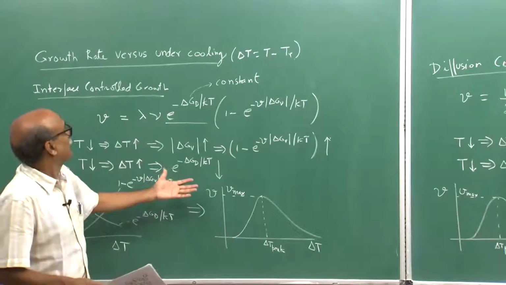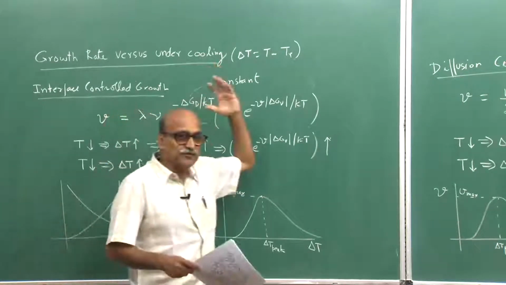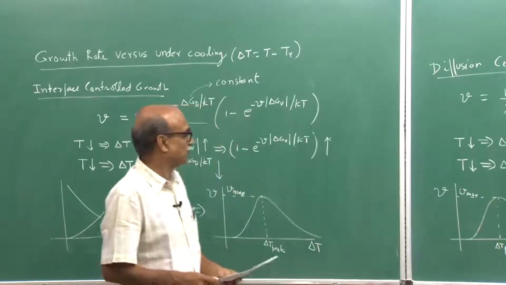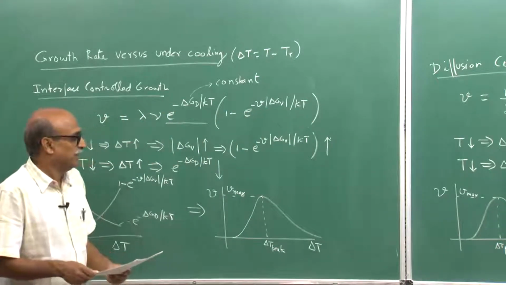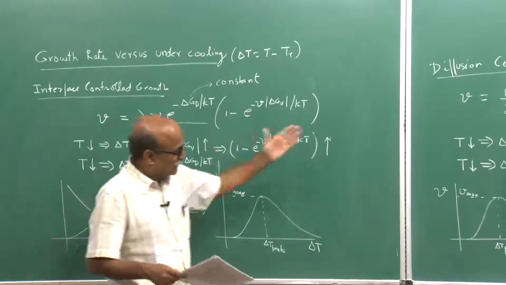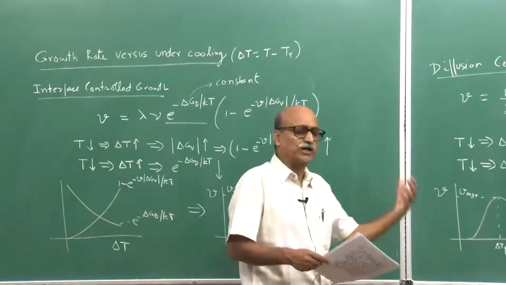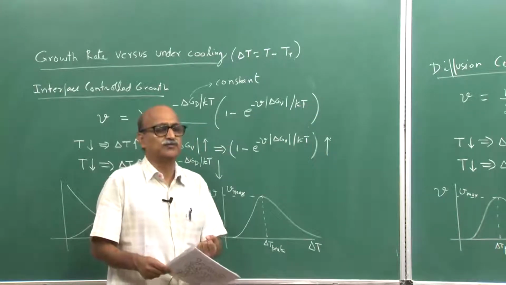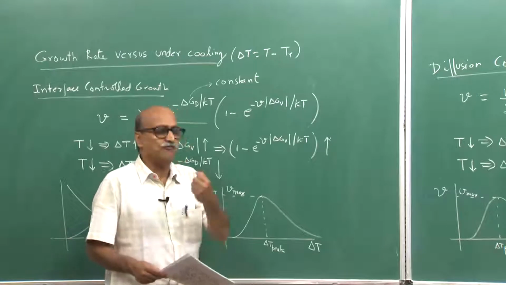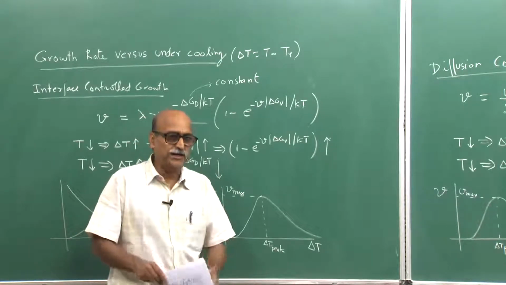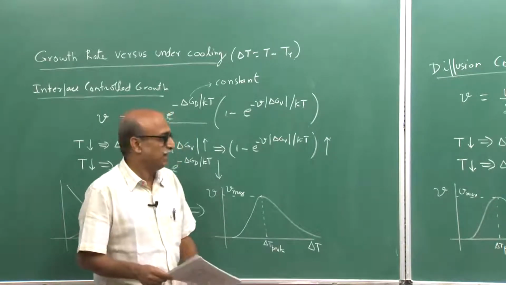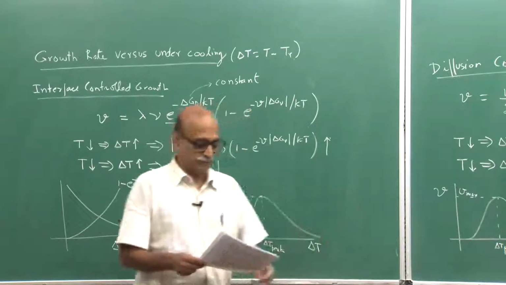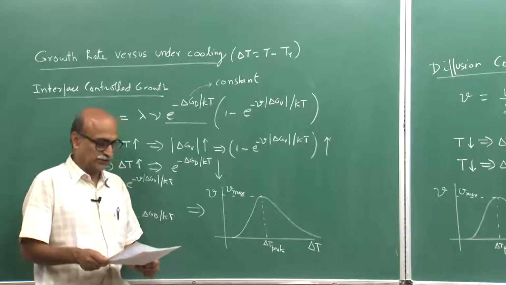In the case of growth also, whether it is interface controlled growth or diffusion controlled growth, the growth velocity also goes through a peak as the undercooling increases. So, at very small undercooling, both nucleation and growth rates would be very low. At very large undercoolings, again both of them will be low, and at intermediate undercoolings we will have a maximum in both nucleation and growth rate.